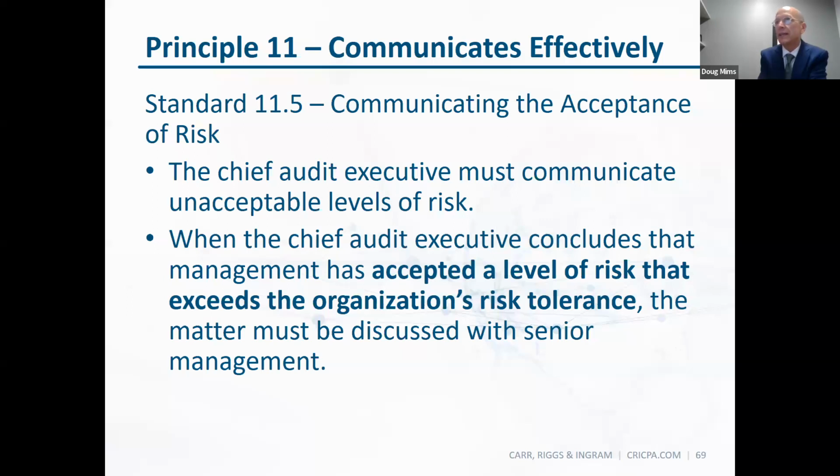11.5, communicating the acceptance of risk. This is something that maybe is easier said than done, but when the CAE concludes that management has accepted a level of risk that exceeds the organization's risk tolerance, the matter must be discussed with senior management. I would like to think that if that came up in the form of an audit, we would actually discuss it with senior management and report it to the board, assuming we didn't resolve it at that level. But in this case, if management exceeds the risk tolerance of the organization, it must be discussed with senior management.